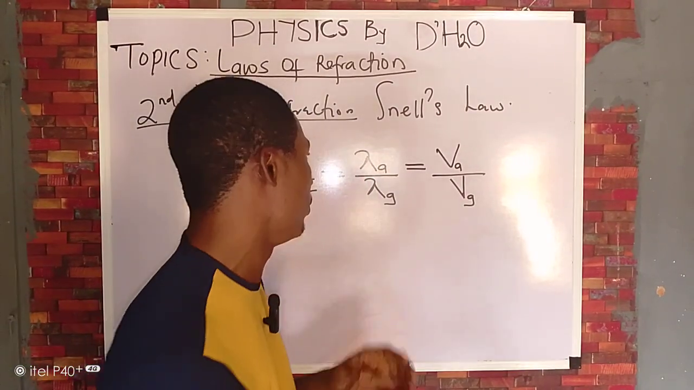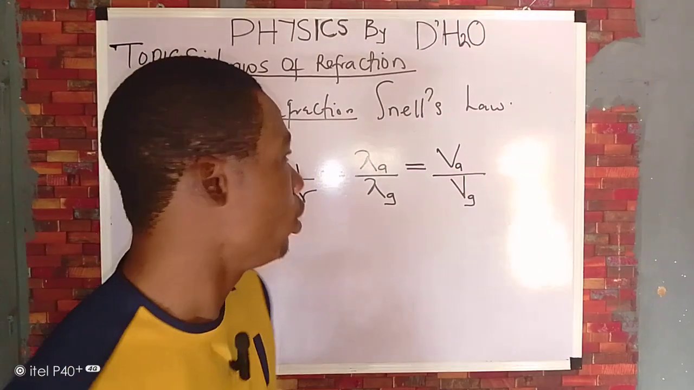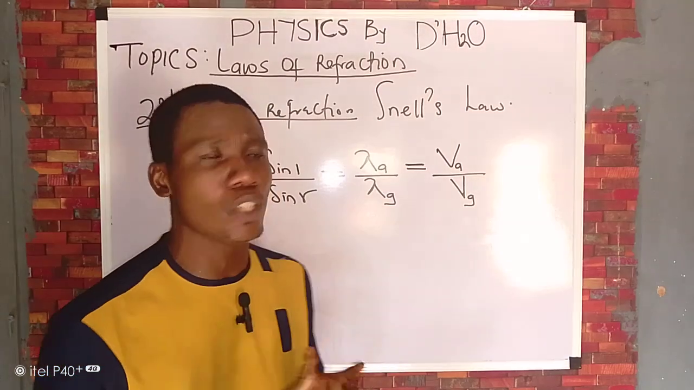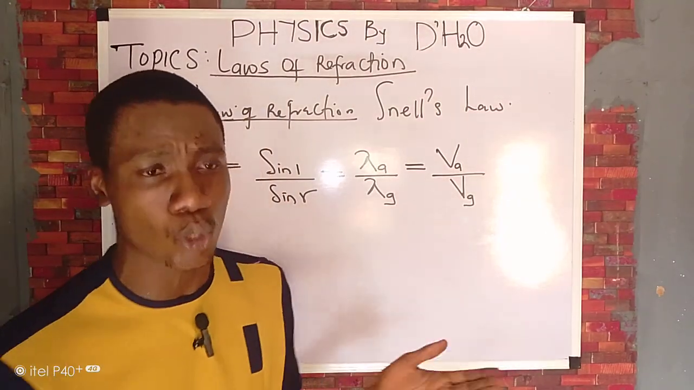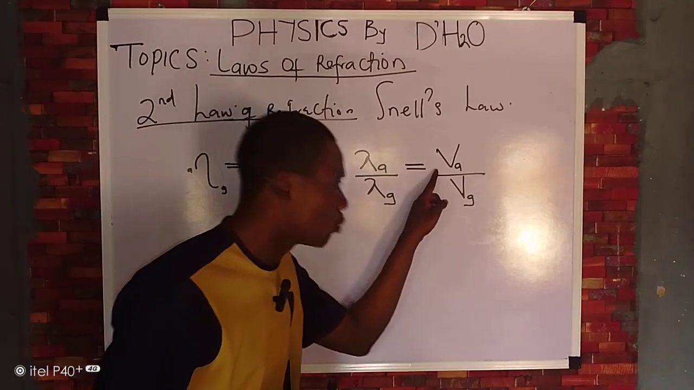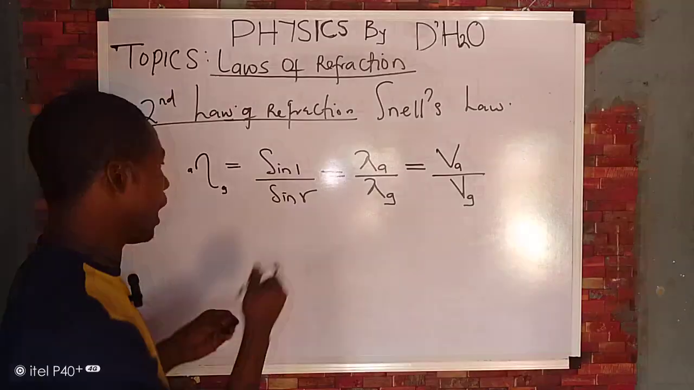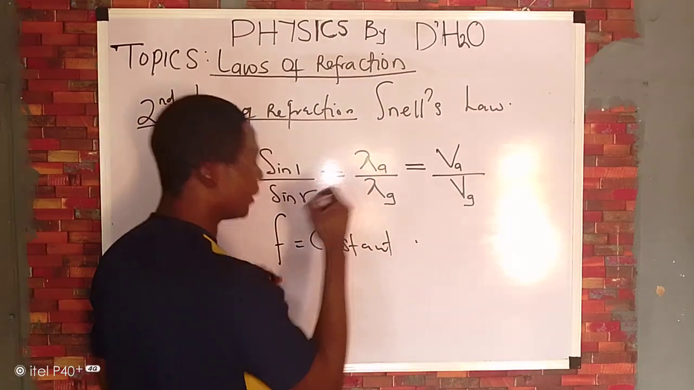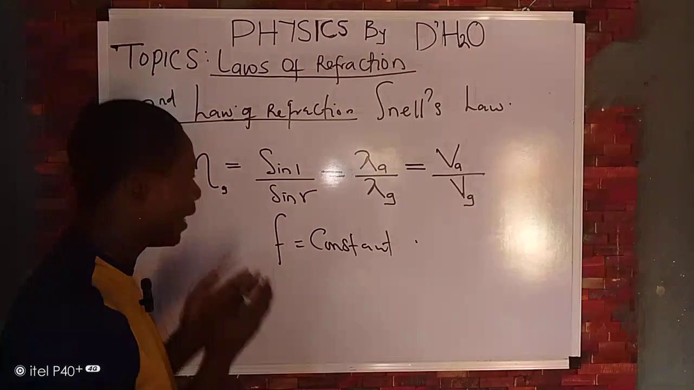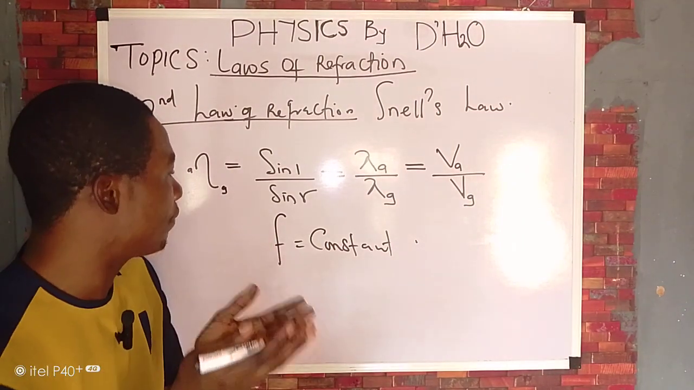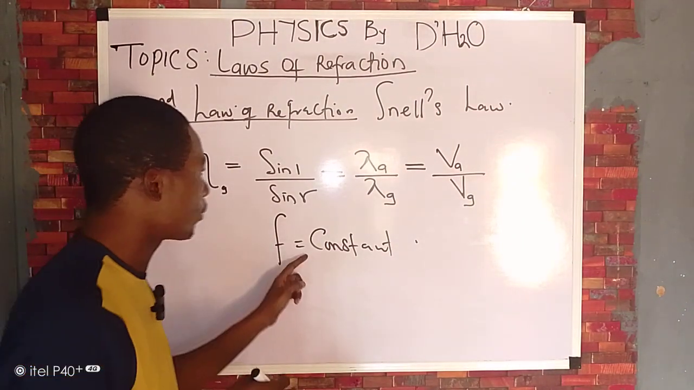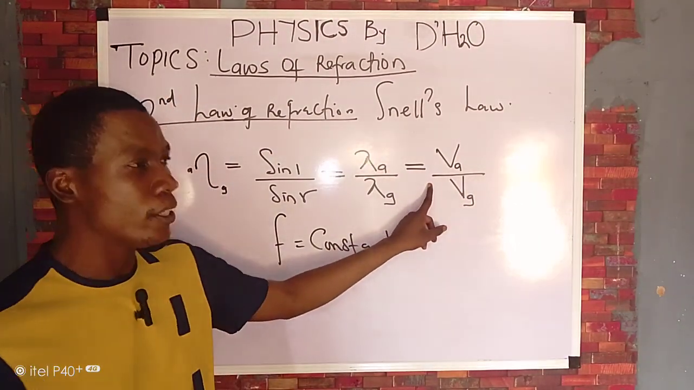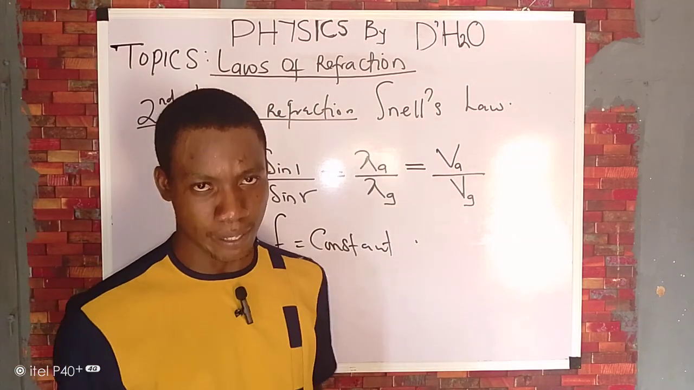Remember in our previous video, I told you that when refraction occurs, your frequency is constant. So there's nothing like the frequency of light in air and the frequency of light in glass. You only have that for wavelength and speed. So take note, frequency is constant. If the frequency of light in air is 5 times 10 raised to the power of 2 Hz, the same frequency will also be for water and glass. So frequency remains constant, but your wavelength and your speed vary.